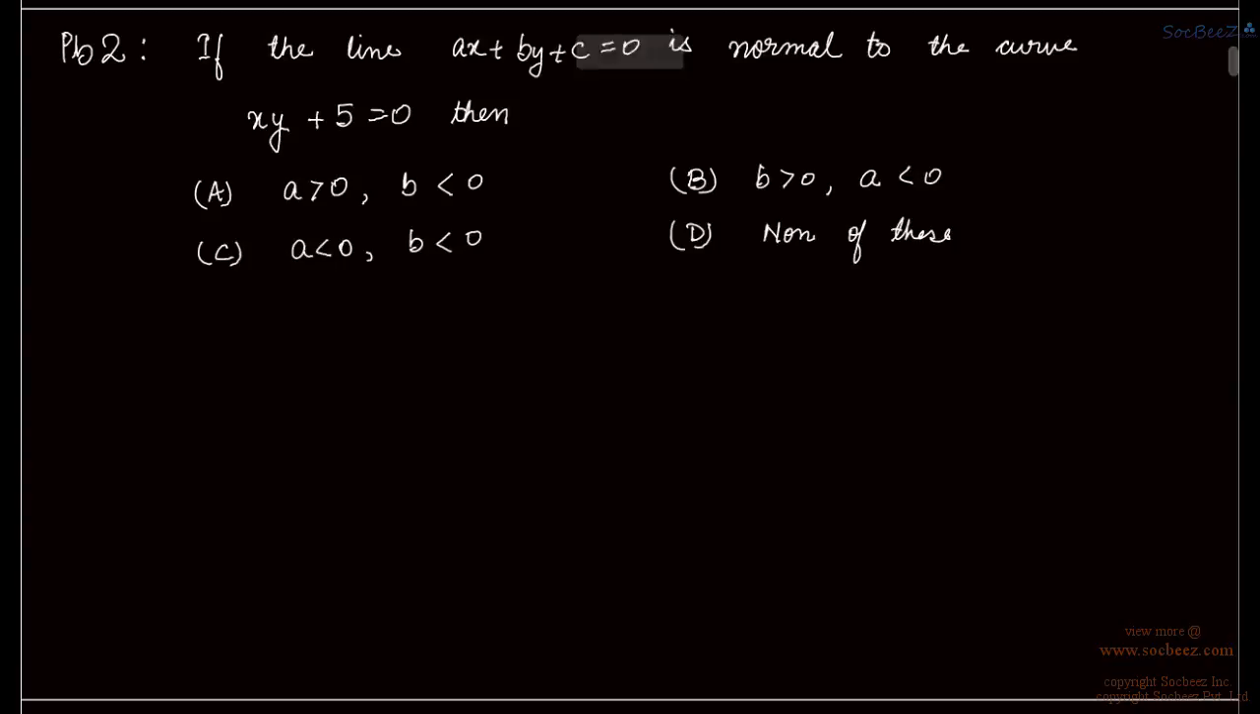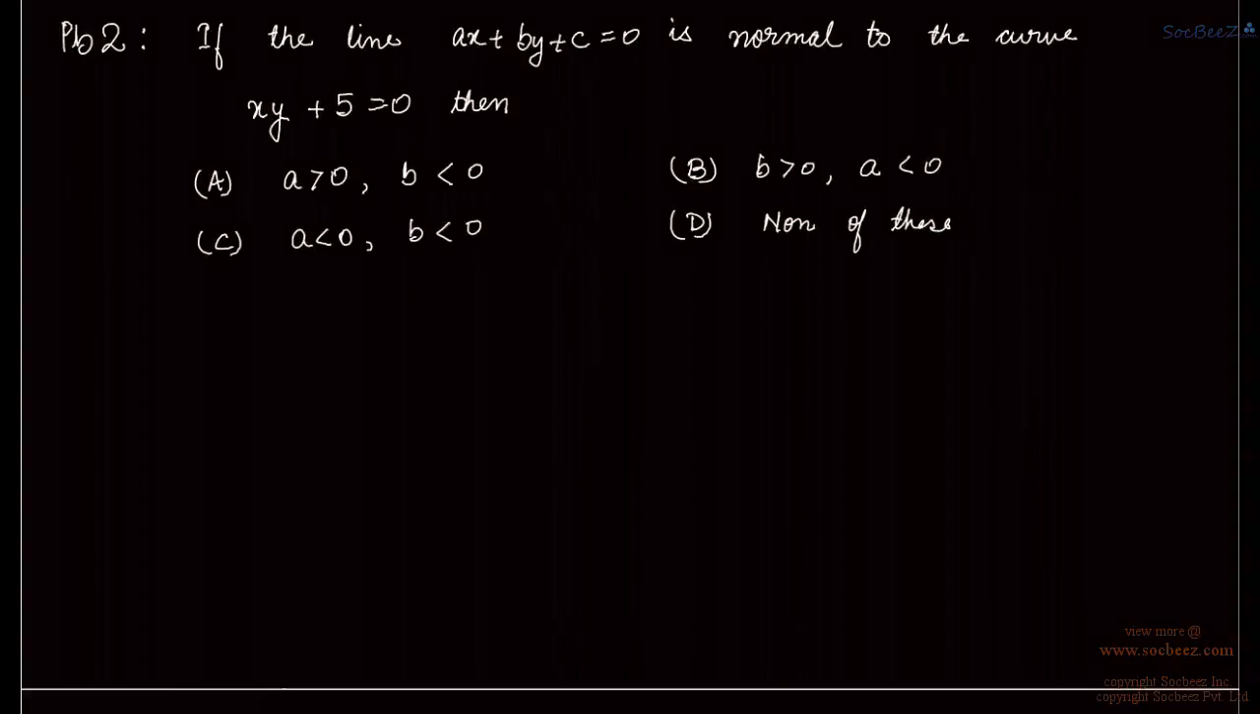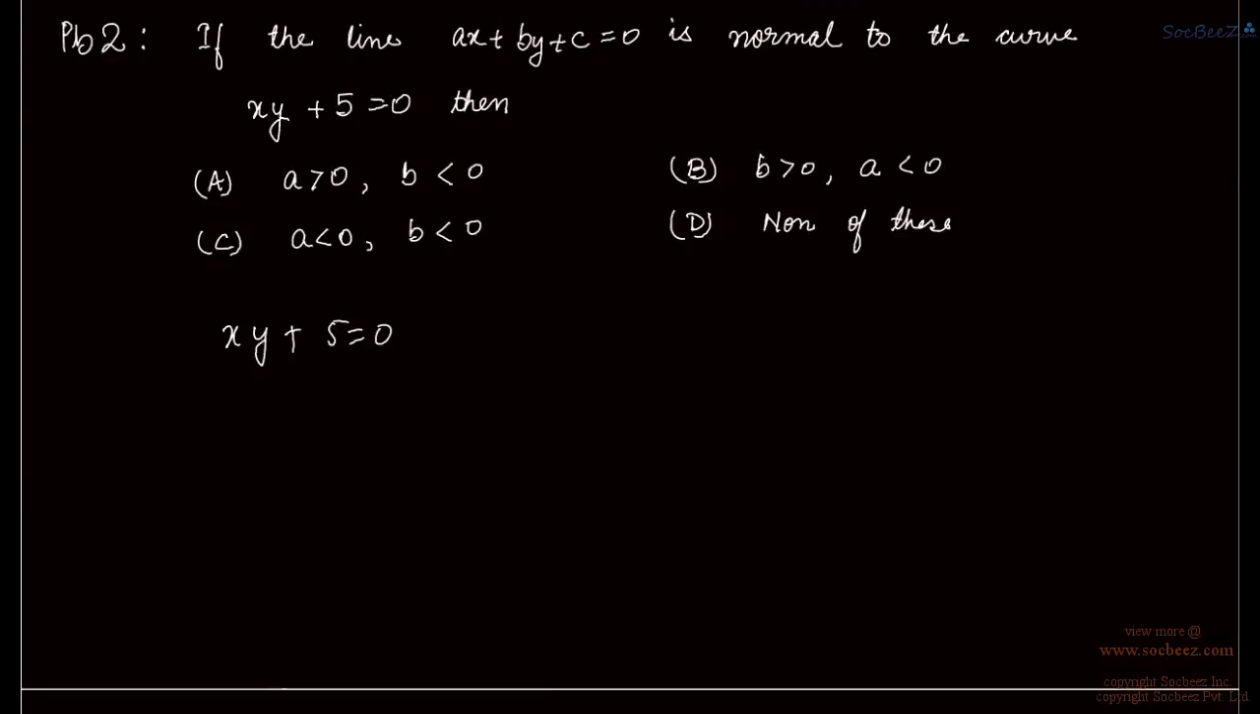If a line ax + by + c = 0 is normal to the curve xy + 5 = 0, then we have to find the condition for which the given line ax + by + c = 0 is normal to the curve. So we have the equation of the curve as xy + 5 = 0, right? Or we can write it as y = -5/x.